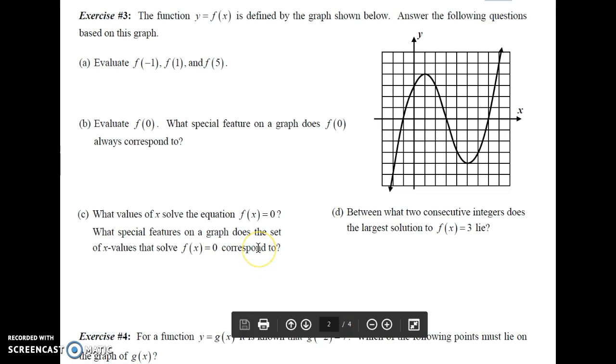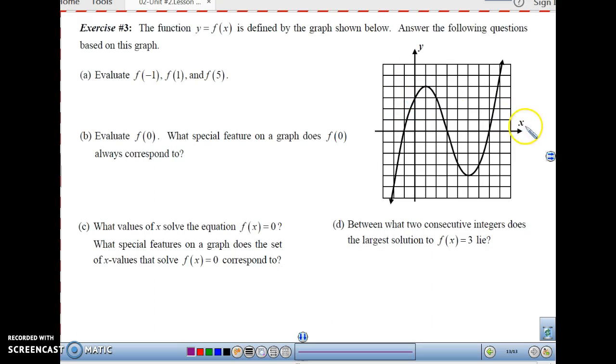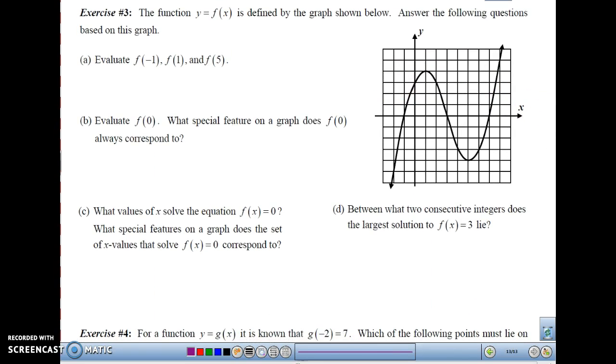All right, now let's look at the graphical version of this. The function y equals f of x is defined by the graph shown below. Let's answer the questions based on the graph. F of negative 1. Let's think about this for a second. What is negative 1 in that? That is the x value. So when the x value is negative 1, what y value is it? Well, let's look at our graph. Your x value negative 1 is right there. It hits the graph at y equals 0. So this is actually the coordinate point, negative 1, 0.